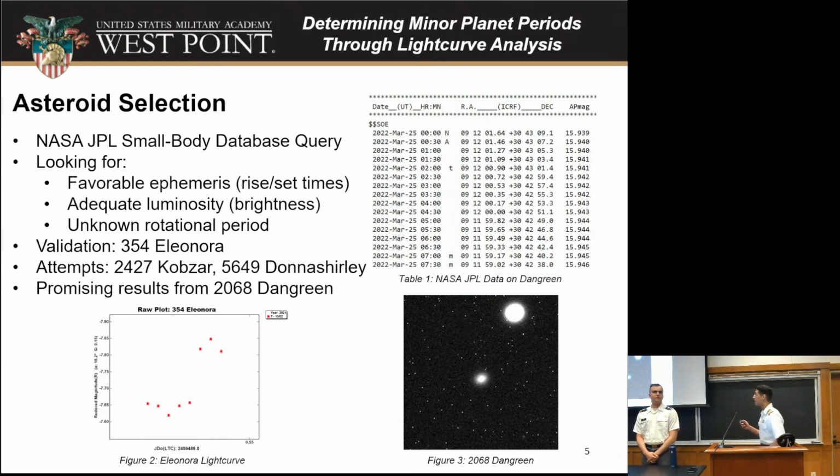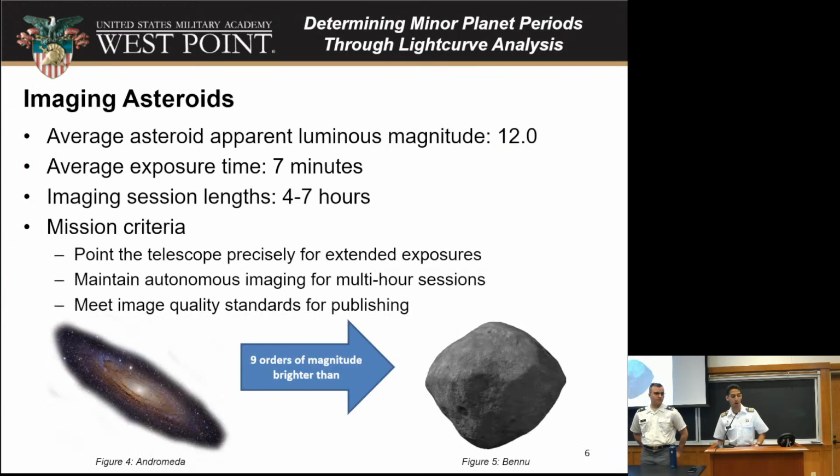Right here is the data we get from NASA's JPL Small Body Database Query, and that's really just a table of all the data from different asteroids according to which one we choose. And you'll see that it gives us the ephemeris by hour or half-hour intervals, and it also gives us its apparent magnitude. We need an apparent magnitude to be always below 16. Lower is brighter in order for the telescope to pick up good enough images of those asteroids. And I'll turn it over to Cadet Willis.